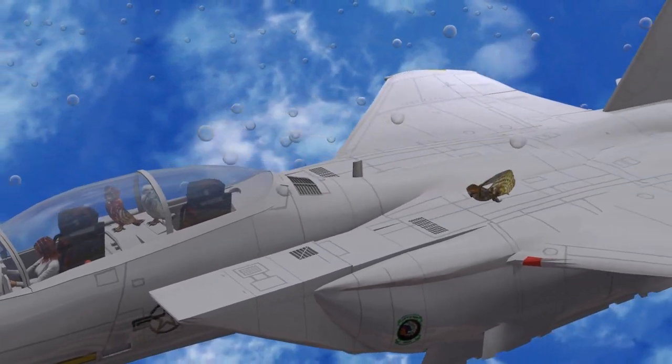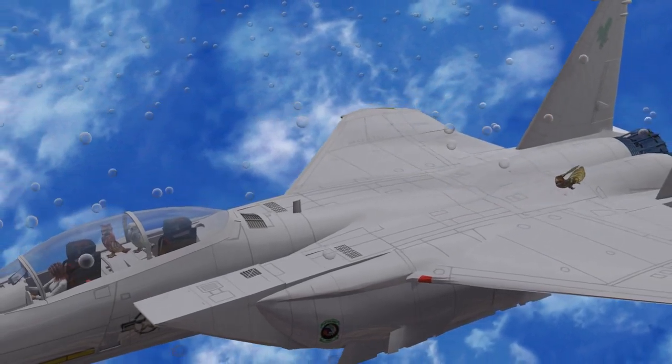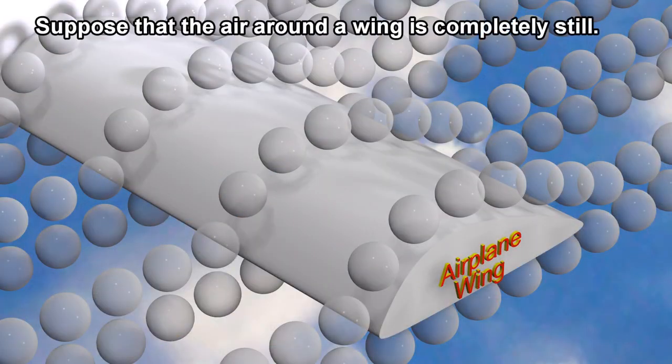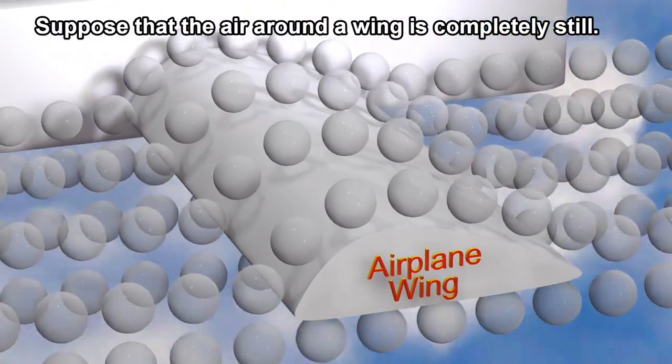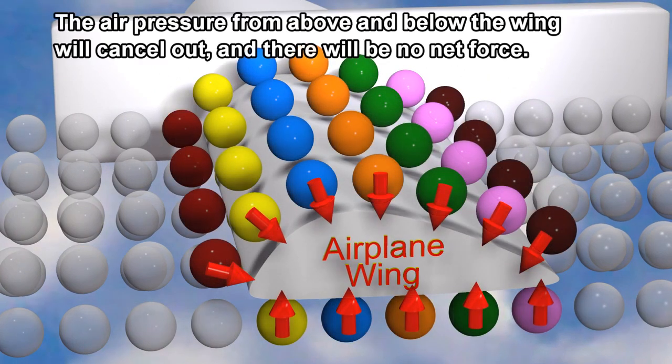More lift is achieved when air molecules flow faster across the wings. Suppose that the air around a wing is completely still. The air pressure from above and below the wing will cancel out, and there will be no net force.